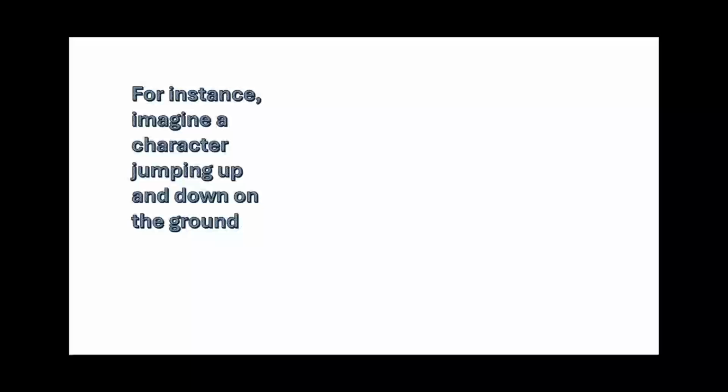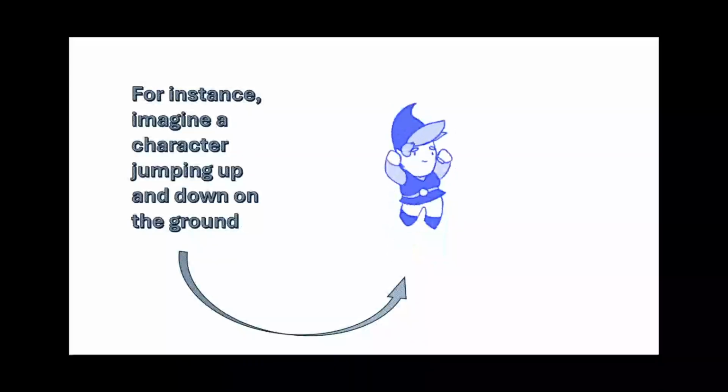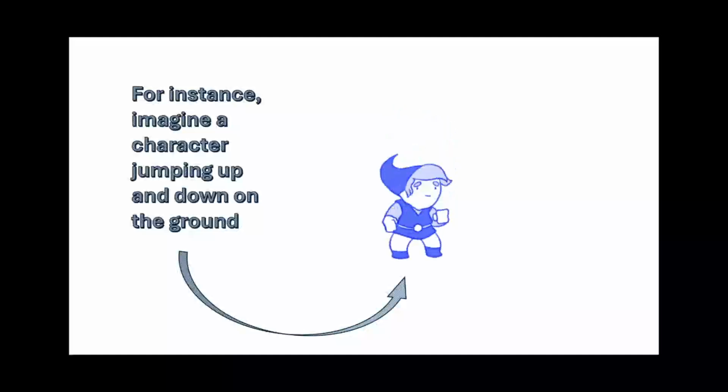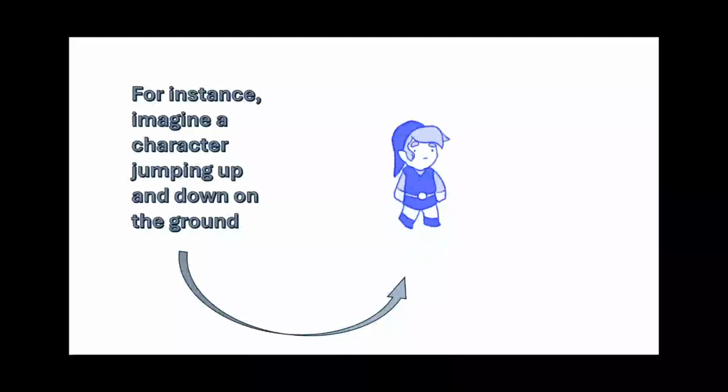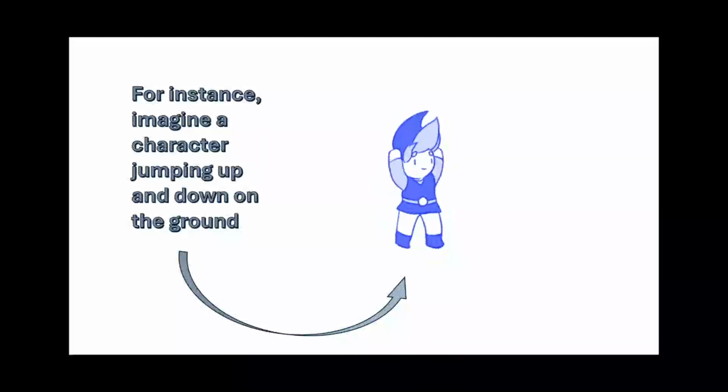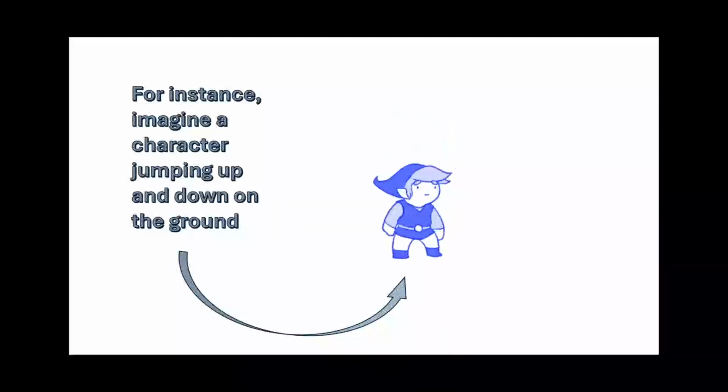For instance, imagine a character jumping up and down on the ground. Upon impact, their body compresses, creating a squished form. Then as they spring back up, their body stretches and elongates, demonstrating the squish and squash effect. Animations that incorporate squish and squash not only look more dynamic and lifelike, but also convey a sense of weight and momentum. Here's a demonstration of what this concept looks like in animation.